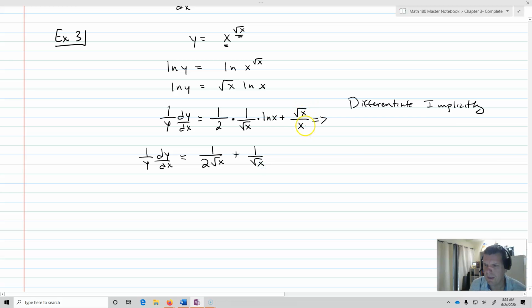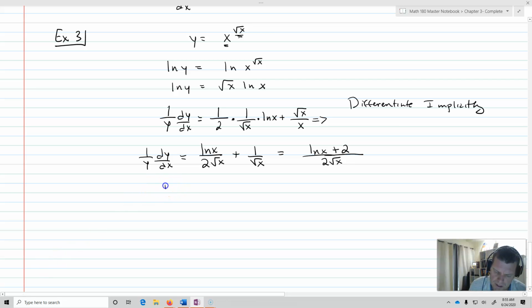The square root of x divided by x ends up being 1 over the square root of x. And this then equals ln of x over 2 root x plus 1 over root x. It'll then give me ln of x plus 2 divided by 2 root x. So basically I'm just finding a common denominator of 2 root x: multiply the top and bottom of 1 over the square root of x by 2 and add the two together.